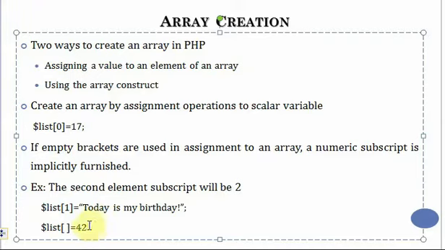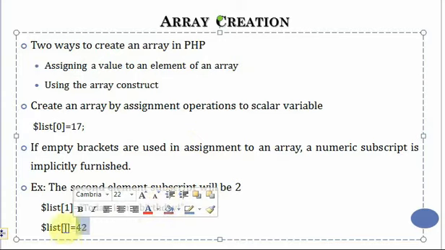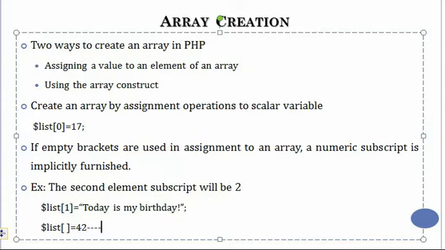So what we are saying here is, if you are not mentioning any key value, then implicitly a numeric value will be assigned. What will be that implicit value? It will be 1 greater than the largest one. Here in this case, the largest index value or key value is 1, so 1 greater than this. So it will be list of 2 is equal to 42. In this particular example, $list of 2 will be equal to 42. So this is what will happen.